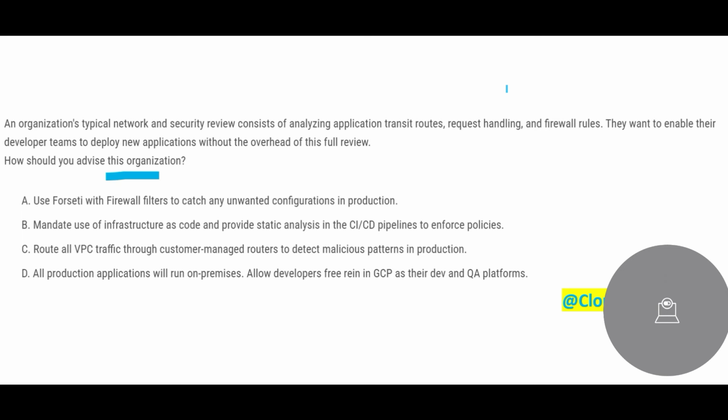So what to do? A says, let us use firewall filters to catch any unwanted configurations in production. See, firewall filters are to control inbound and outbound traffic. It is not to review your configuration. It is always meant to control traffic, not for anything else. This is wrong.